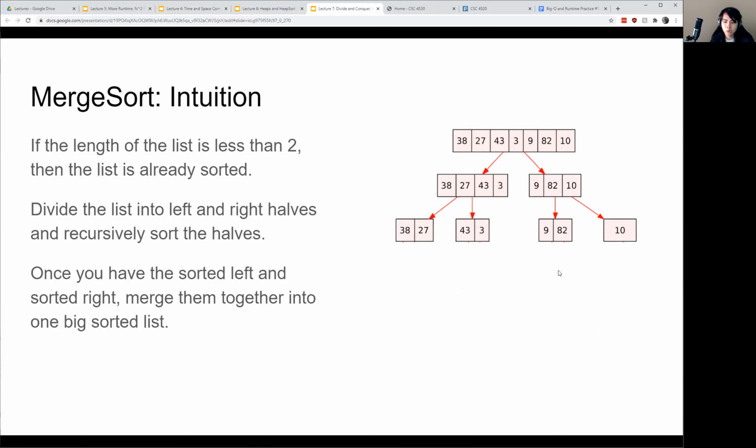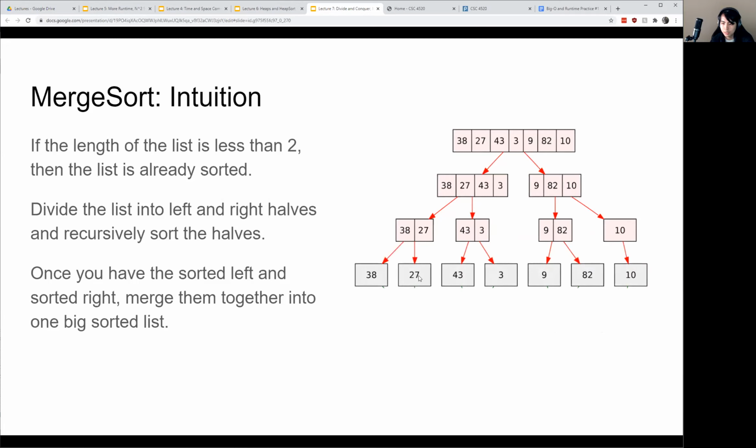We're going to do one more split. All of the lists that have 2 elements don't hit the base case. So we split and divide into even smaller lists, right? So now you can see that every single list is actually just a list of one element. The list with 38 in it, the list with 27 in it, the list with 43 in it, the list with 3 in it, so on and so forth, right?